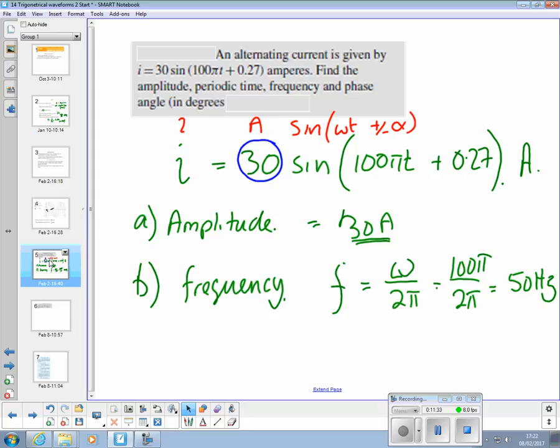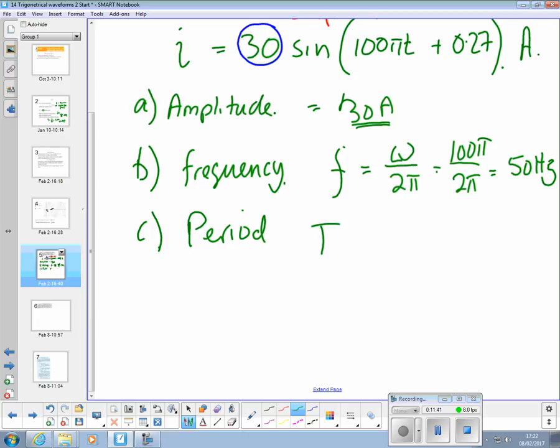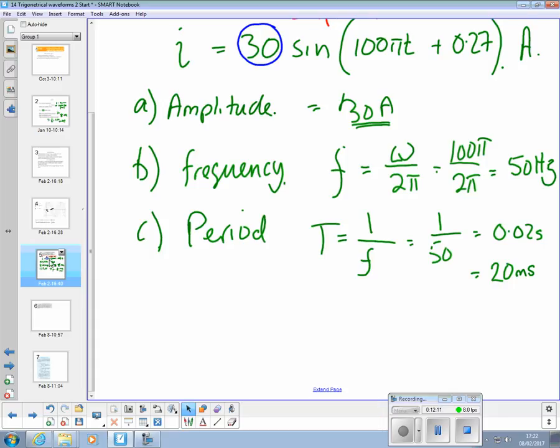C, period. How do we calculate the period? T, capital T is used for the period. 1 over the frequency f, 1 over 50, 0.02 seconds, which is 20 milliseconds. Is probably a nicer size unit to have it in. Yep.